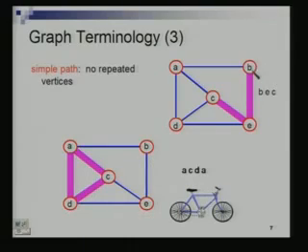Okay. A simple path is a path in which no vertex is repeated. So, this is an example of a simple path: B, E, C. These three vertices are all distinct. So, it is a simple path.